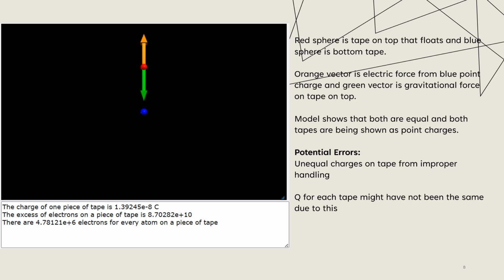Some potential errors for this model in the lab were unequal charges on the tape from improper handling, and this means that the Q for each tape might not have been the same due to this.